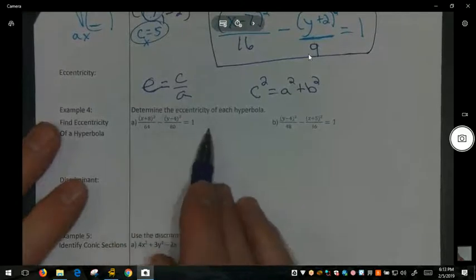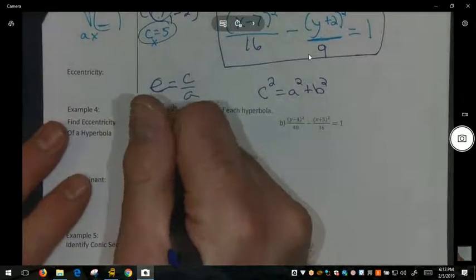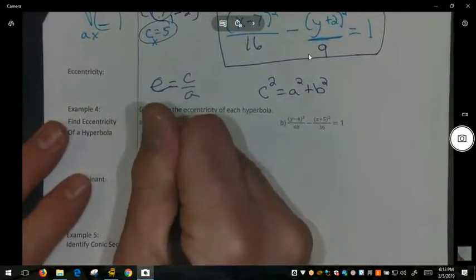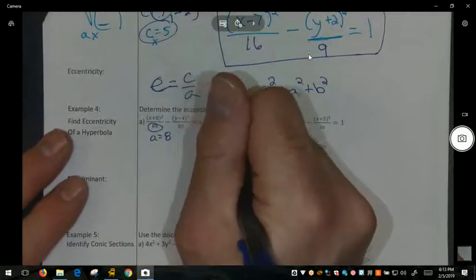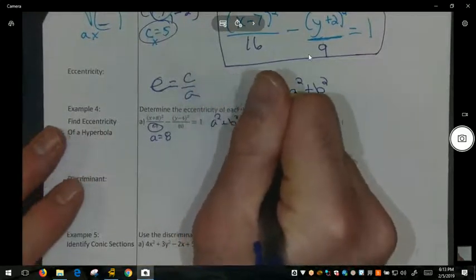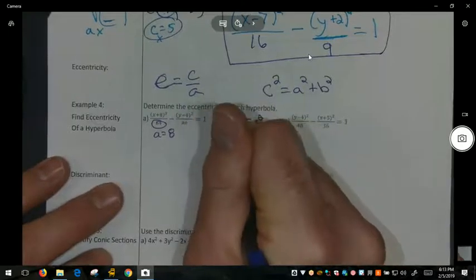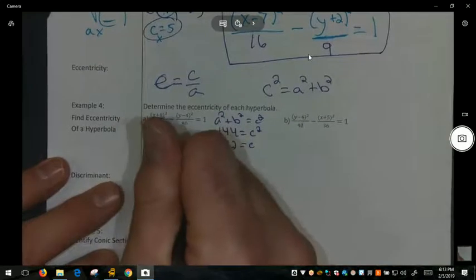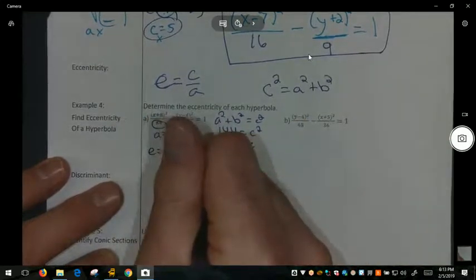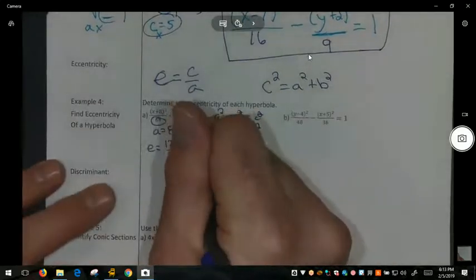So what's nice is, since I gave you the equation, the value of a is always the first number. So square root of 64, the value of a is 8. The value of b, well, to find the value of c, I need to do a squared plus b squared to get c squared. 64 and 80 gives us 144, a nice perfect square. That means the value of c is 12. So if I'm finding the eccentricity, I need to do 12 over 8, because I'm doing c over a. In this case, it's 1.5.